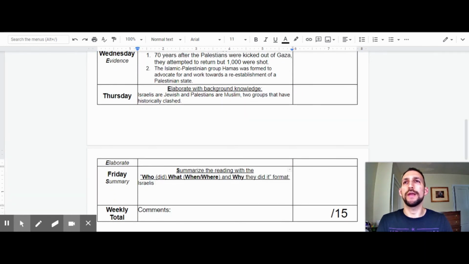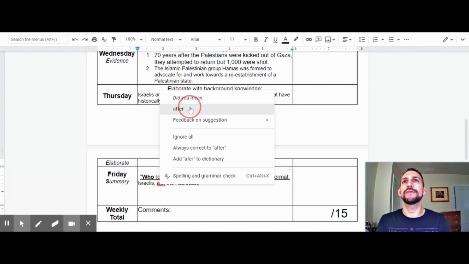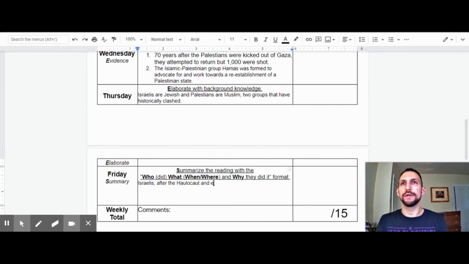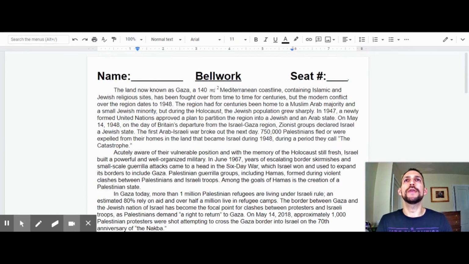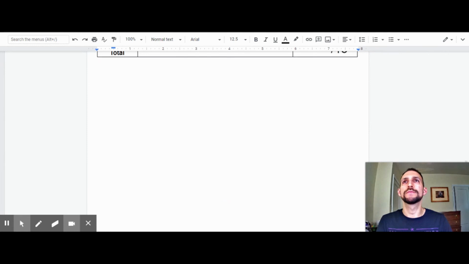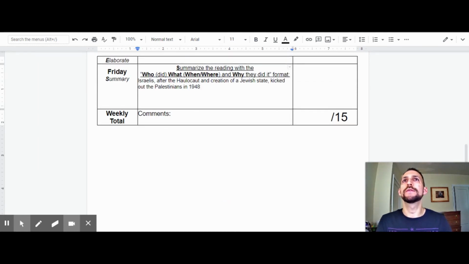So the Israelis, after the Holocaust, this is the when, getting some context, after the Holocaust and creation of a Jewish state, kicked out the Palestinians in, we need to know the year, so this happened in 1948. Now, the reason I didn't just type 1948, even though I saw it twice, is it could have been a year later, right? So this certainly was in 1948. And then the why.